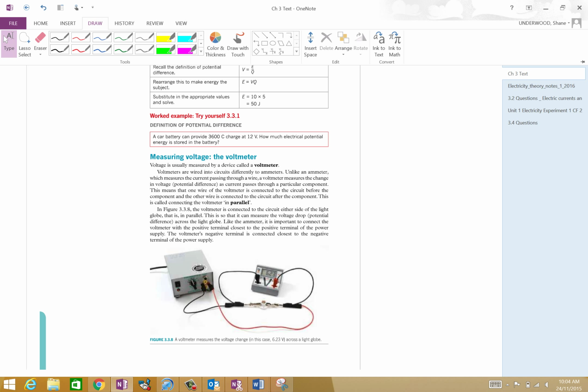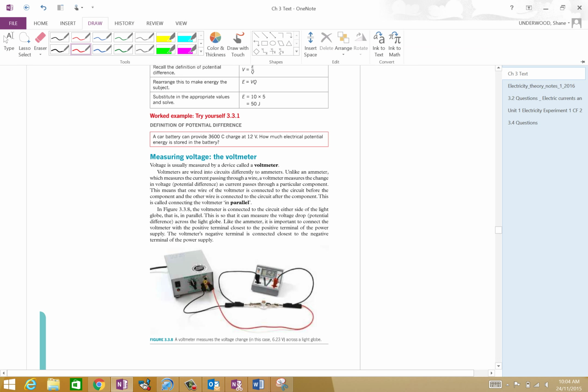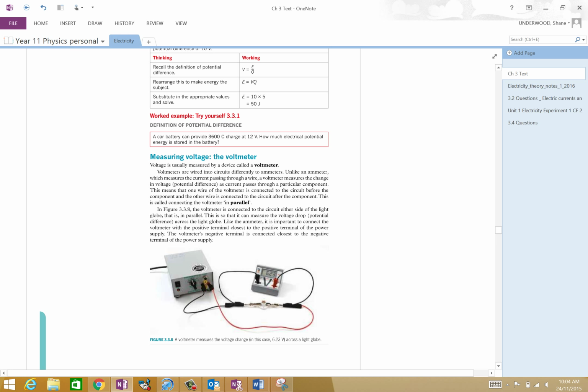It has to be parallel because you need to find the potential difference between the two. If you connect it in series, you're not going to have a potential difference at all. So it needs to be in parallel with the device, in other words, one lead on one end and one on the other, so we can actually measure the difference. That's a really important thing when we're doing this circuitry. It needs to be done in parallel.